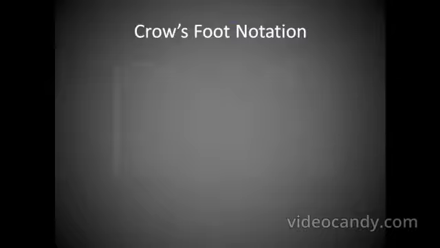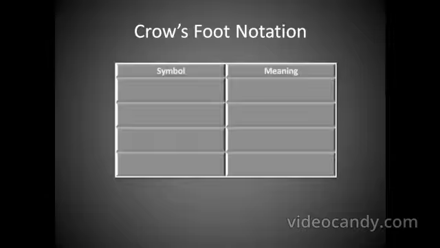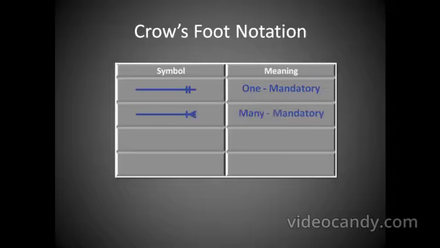There are 4 different ways to represent cardinality using crow's foot notation. One mandatory means that you must have at least one and only one instance. Many mandatory means that you must have at least one, but you can have several instances. One optional means that you don't have to have an instance, but if you do, you can only have one. Many optional means that you don't have to have an instance, but if you do, there is not a limit on how many instances you can have.